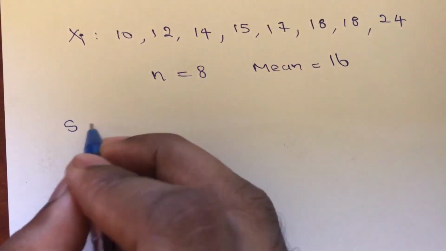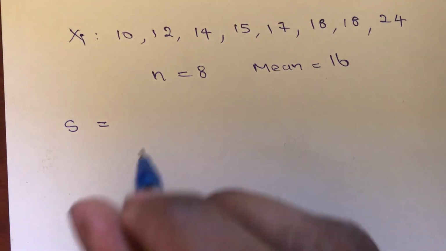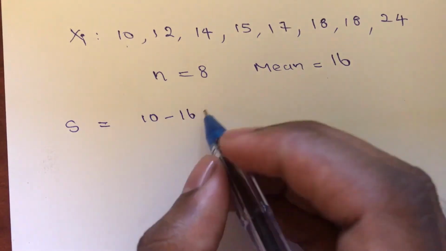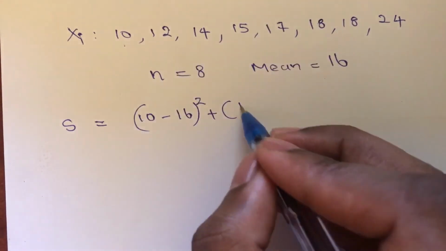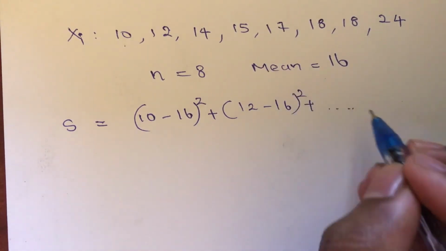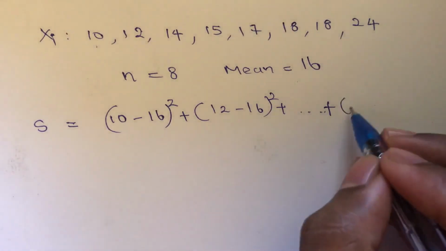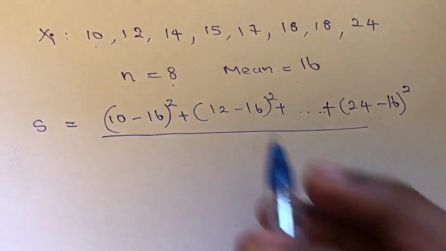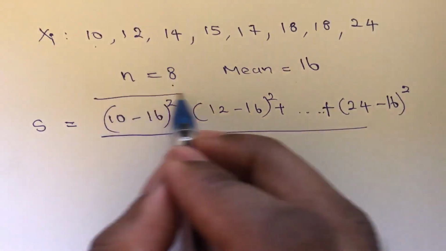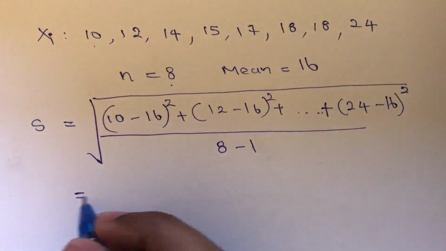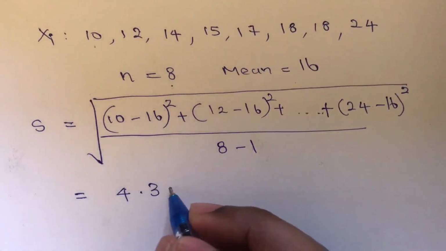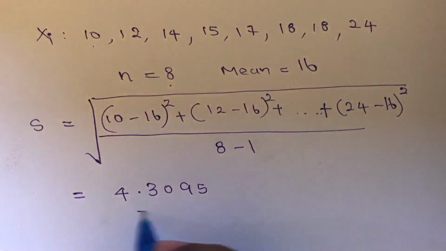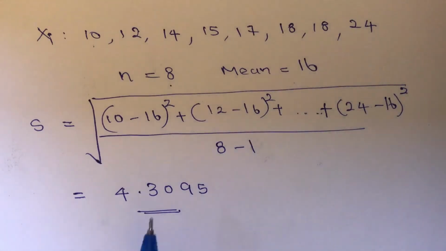So how do we go about calculating the sample standard deviation? You take the value, deduct the mean, and you square it. Plus, you take the second value, deduct the mean, and square it. You go on in this fashion up till the last element, 24 minus the mean 16, squared, and you divide it by the number of values minus 1, 8 minus 1, and then you take the square root of this whole thing. When you calculate this, you will come across the value 4.3095. This value is a measure of the average scatter around the mean. That's what this number tells you.